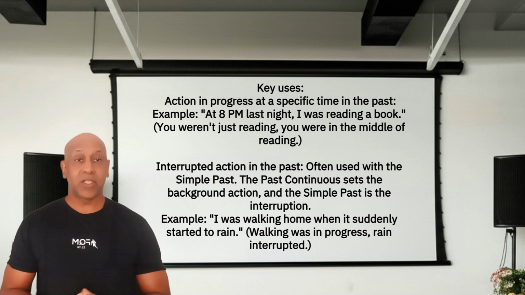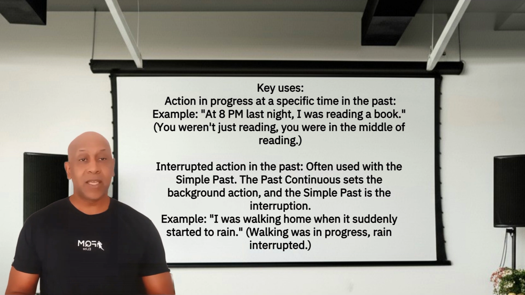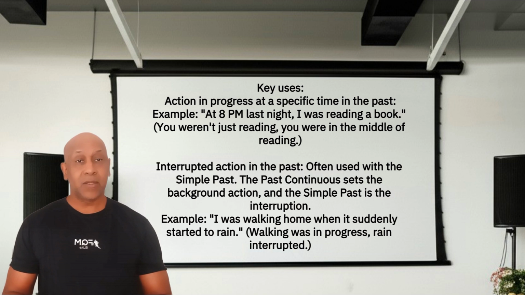You weren't just reading, you were in the middle of reading. Interrupted action in the past, often used with the simple past. The past continuous sets the background action, and the simple past is the interruption. Example: I was walking home when suddenly it started to rain. Walking was in process when the rain interrupted.